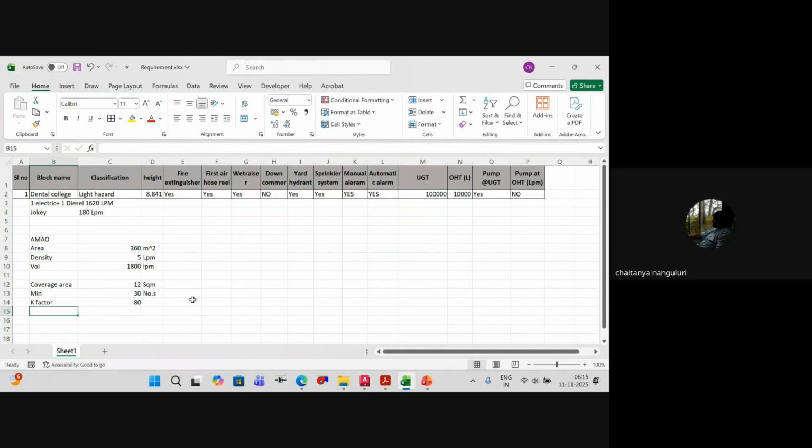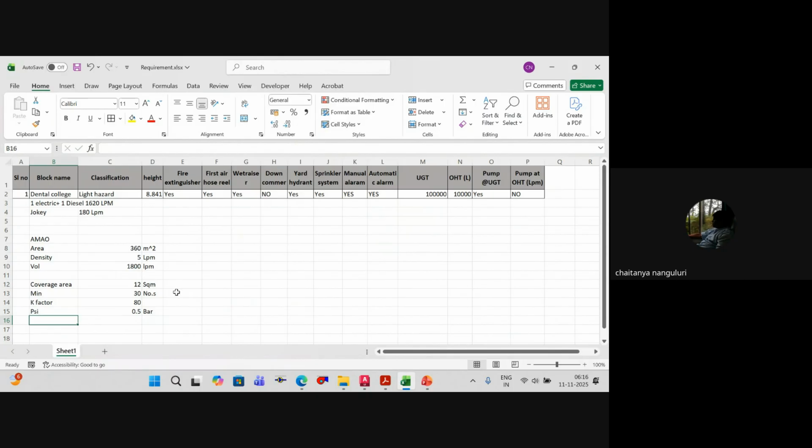Then the next element that you have is PSI, the pressure. The pressure that you have as per NFPA, as per IS code, is minimum 0.5 bar. Okay, minimum 0.5 bar is what you should have. Clear? Chaitanya, you had explained this minimum 0.5 PSI to us, right? There was one slide on that. Yes, we had this discussion.